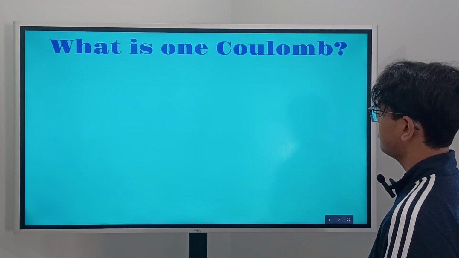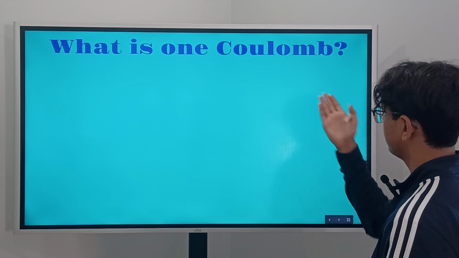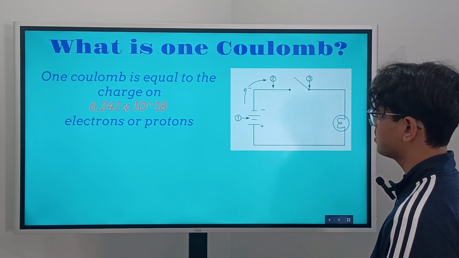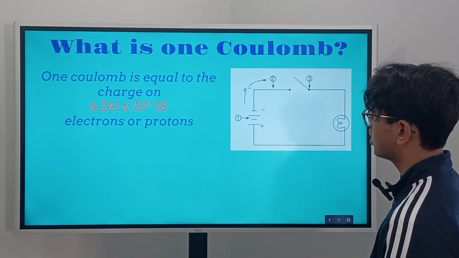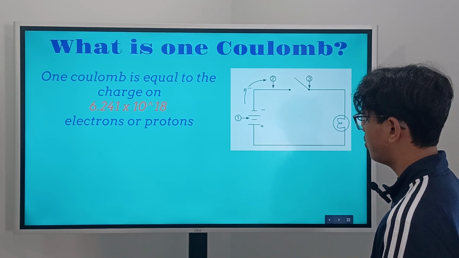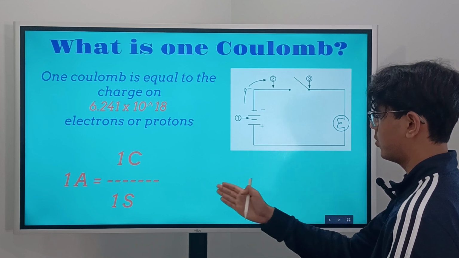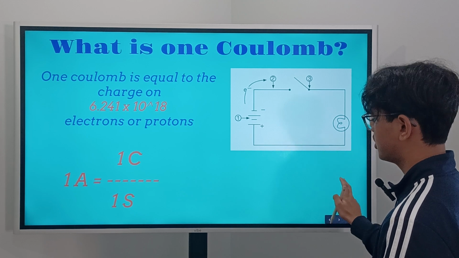So now, what is 1 coulomb? To understand circuits, we can also use the coulomb. Back to our circuit diagram. 1 coulomb is equal to the charge on 6.241 times 10 to the power of 18 electrons or protons. And once again, we have 1 amp is equal to 1 coulomb per second.